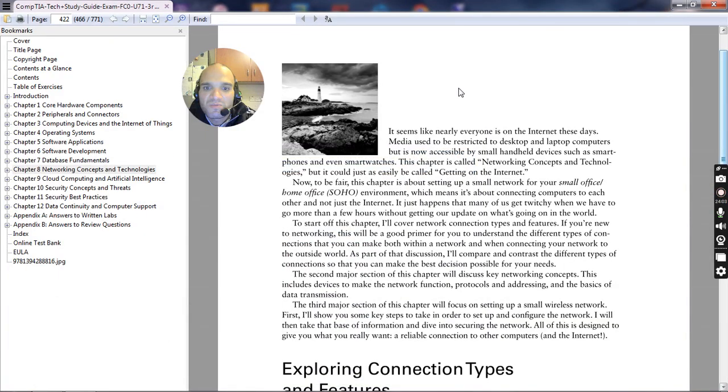It seems like nearly everyone is on the internet these days. That's true. Media used to be restricted to desktop and laptop computers, but is now accessible by small handheld devices such as smartphones and even smartwatches. This chapter is called Networking Concepts and Technologies, but it could just as easily be called Getting on the Internet.